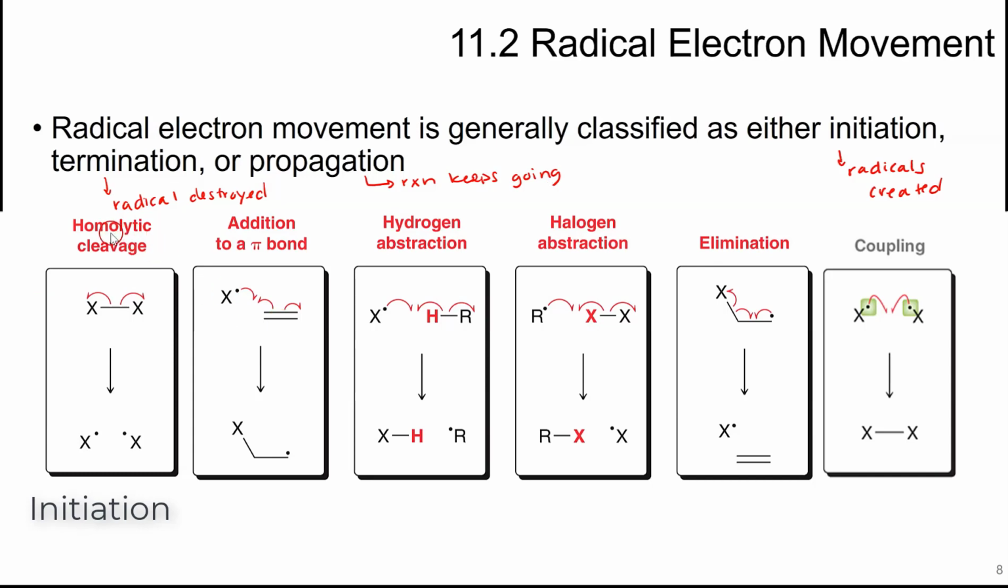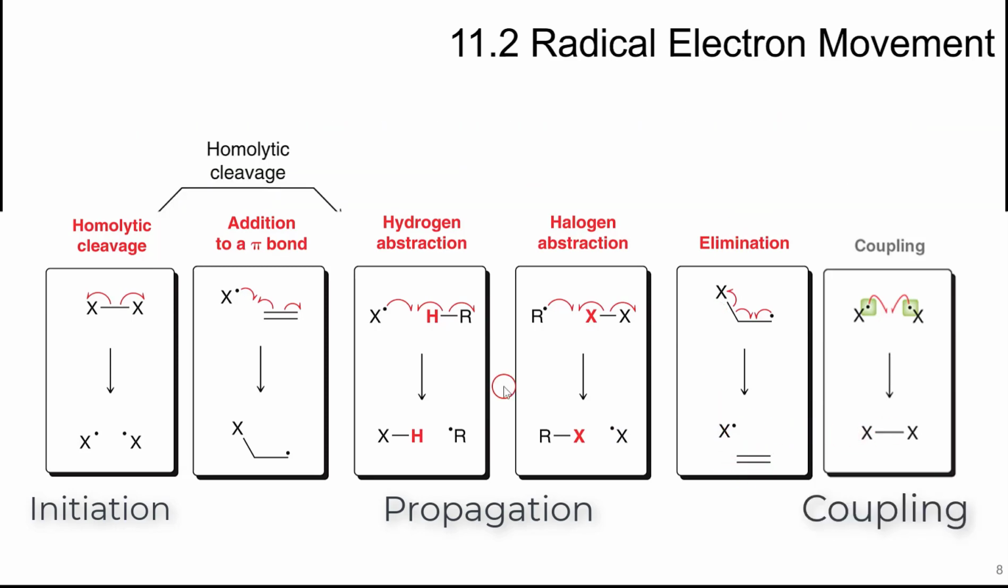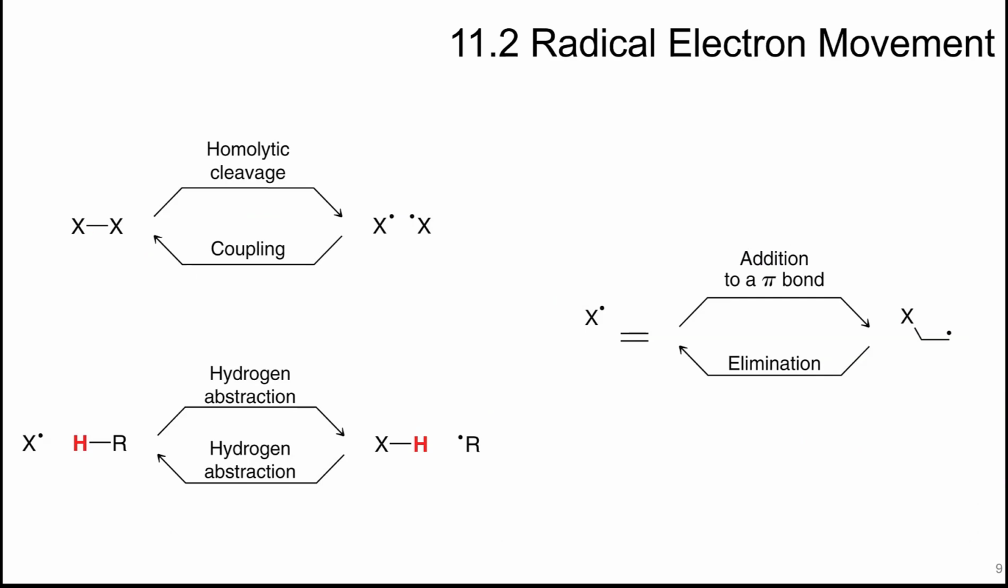Homolytic cleavage falls into the initiation category. Addition to a pi bond, we then have hydrogen abstraction, which is still under propagation. We also get halogen abstraction. Elimination still falls under the propagation category. And then termination is coupling. There's a forward and reverse for each of them, so all of these reactions are reversible.